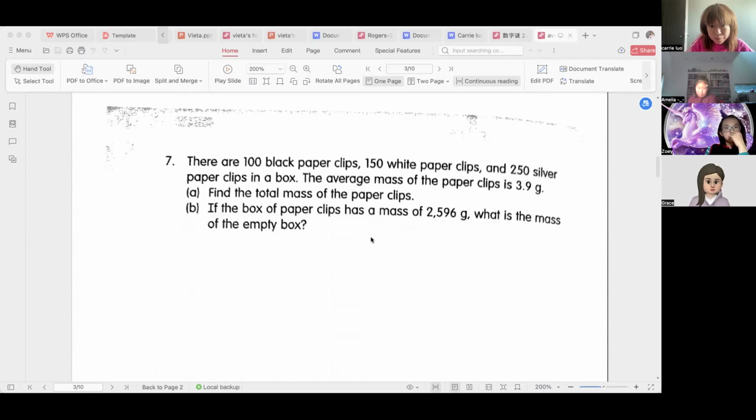There are 100 black paper clips, 150 white paper clips, and 250 silver paper clips in a box. The average mass of a paper clip is 3.9 grams. Find the total mass of the paper clips if the box of paper clips has a mass of 2,596. What is the mass of the empty box? What does the mass mean? That means the weight. Correct, Zoe? Okay, so let's try to do this one, okay?